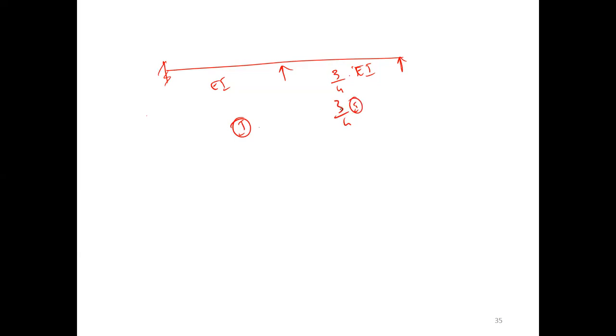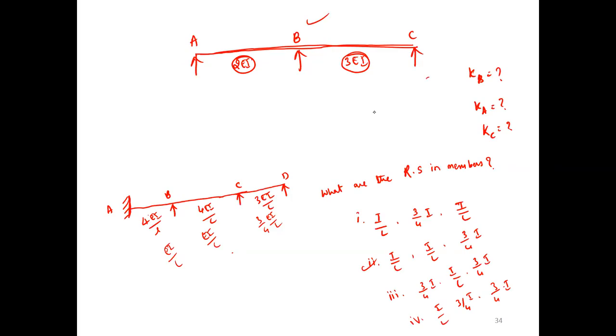So what I do is simplify: 4EI by L and this is 3EI by L. So if you divide, what you are getting is the same answers. Yes, sir. Clear? Any doubts? So you can be asked like this.